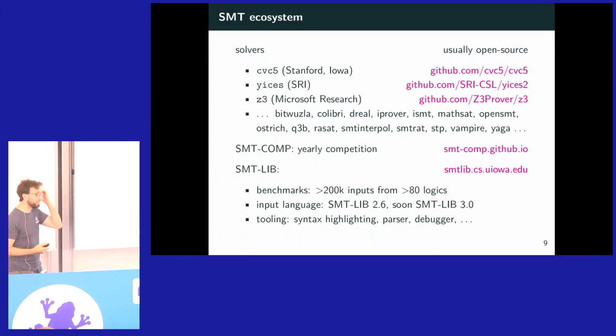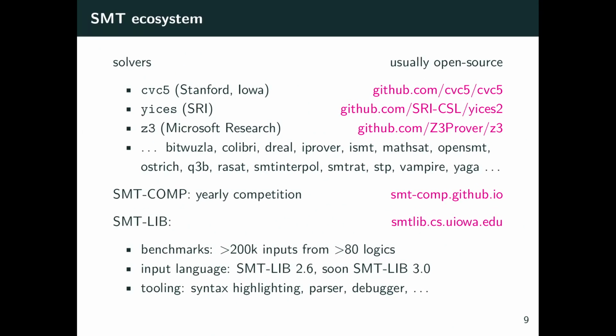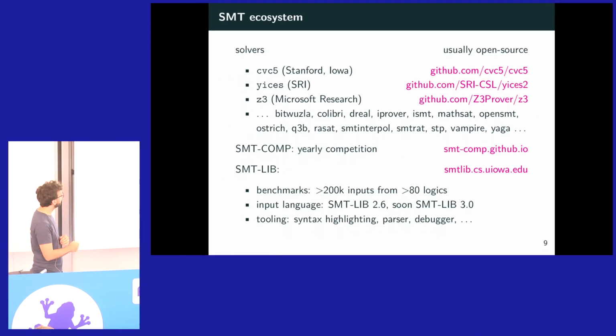So there's a whole ecosystem here, and that's probably, for people that will actually want to use it, the most interesting. There's a bunch of solvers. These are the three most well-known. CVC5 is a university project by Stanford and Iowa. Yices is from SRI, which is a research institute in the US. Z3 is from Microsoft Research. But there are a bunch more. I think all of these are still supported. Most of them are, at least.